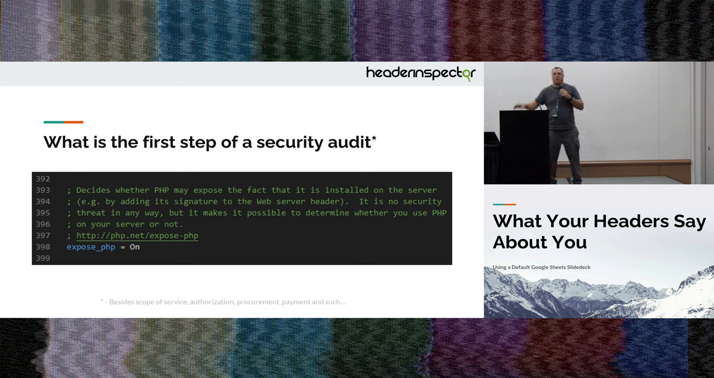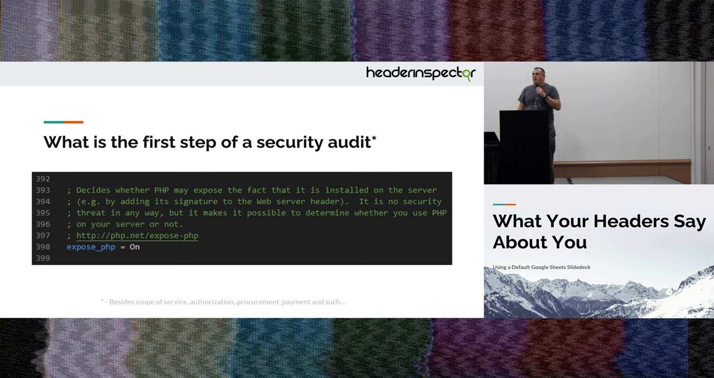So right here is an actual shot of the default PHP INI configuration. You'll see expose_php is turned on. What that does is says, hey everybody, I'm running PHP and this is the version that I'm using. The documentation also says it is in no way a security threat, but it makes it possible to determine if your server is running PHP or not.